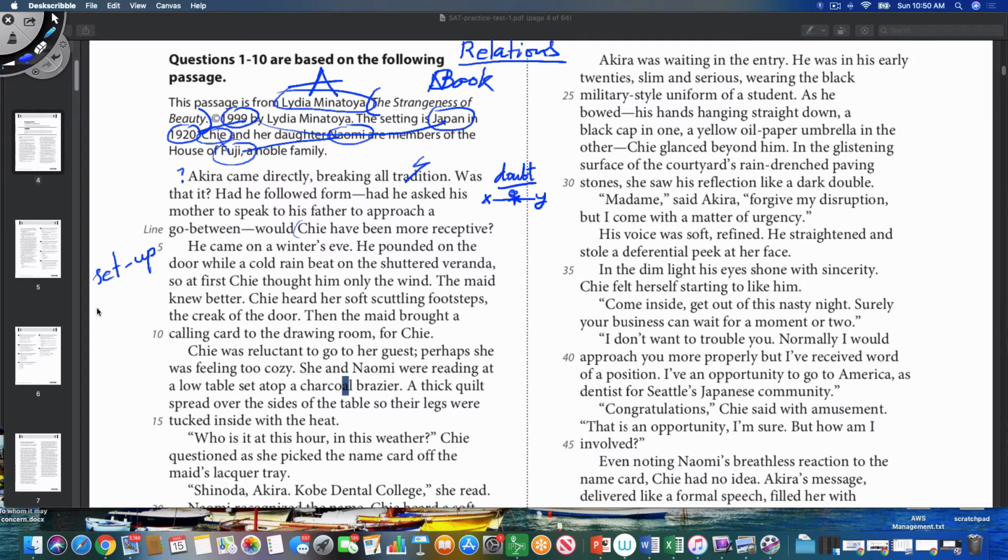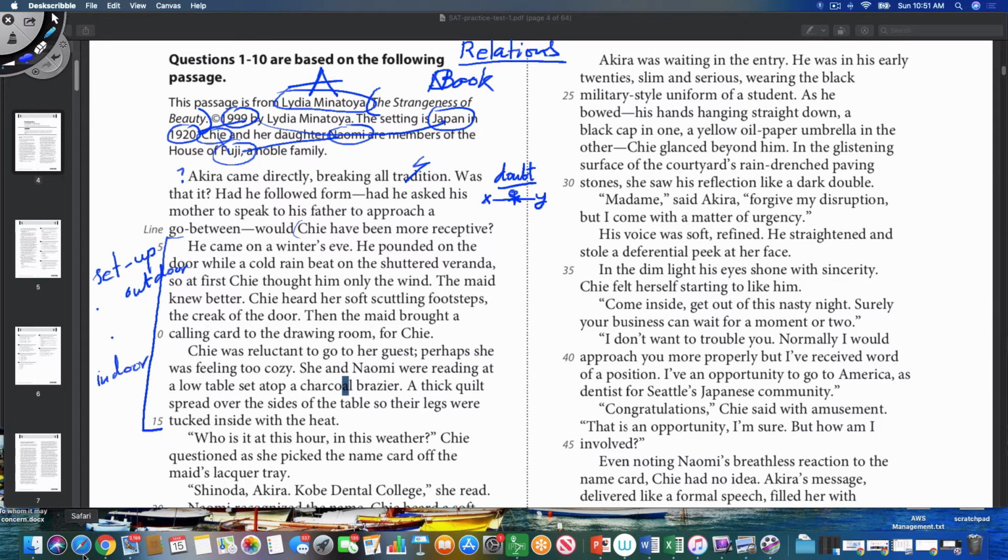So Chi got the calling card. Good. So at this point, she was reluctant to go to her guest. Perhaps she was feeling too cozy. She and Naomi were reading at a low table set atop a charcoal brazier. A thick kilt spread over the sides of the table so their legs were tucked inside with the heat. So that is more of the setup. So I would say this whole setup business is going on here. This may be outdoor and this would be indoor.